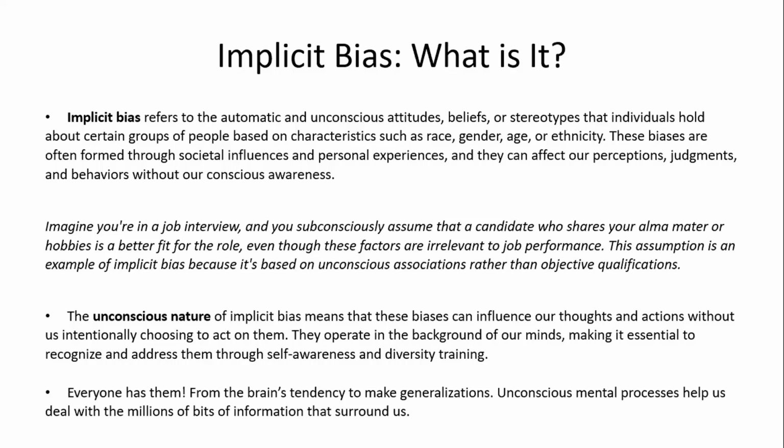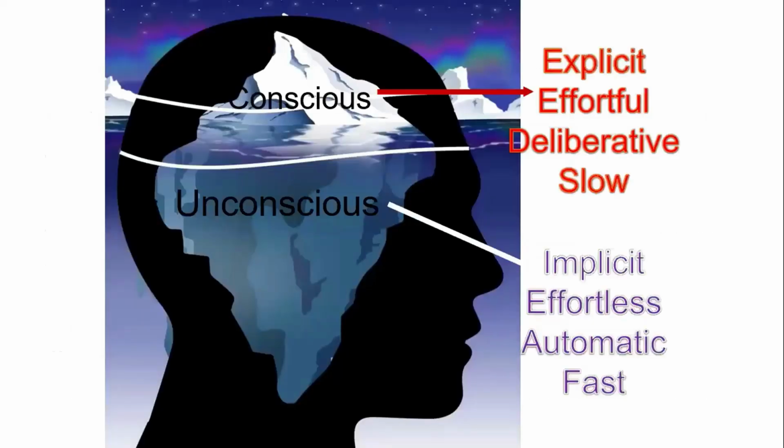All right, so again, your unconscious, implicit biases: effortless, automatic, and fast. These are things that just live in your head, and so you don't have to deal with it. Your brain goes poof, right to the shortcut. Explicit biases, these are a conscious decision. These are effortful, they take some time, they're very deliberative, and they are slow moving.